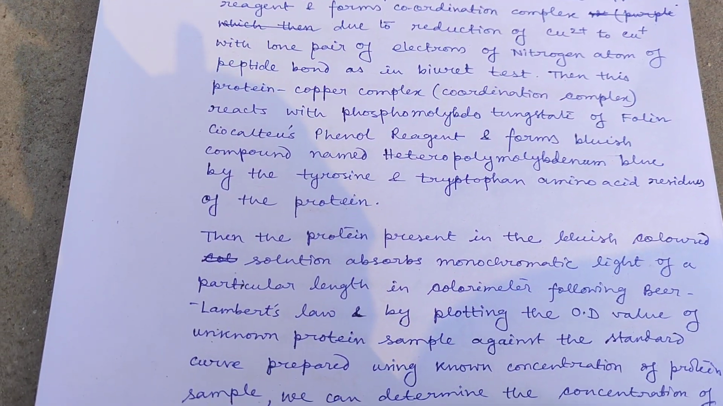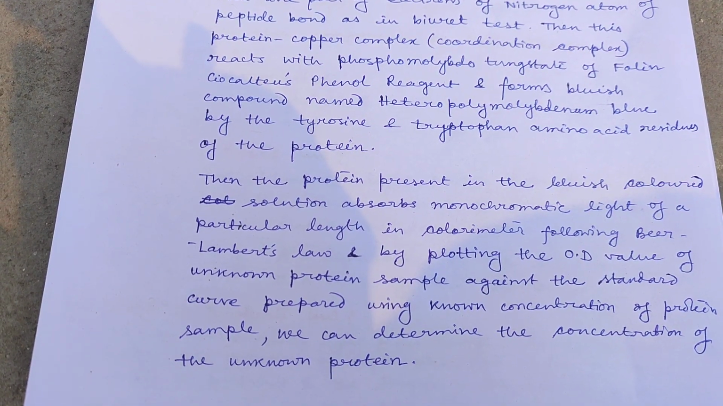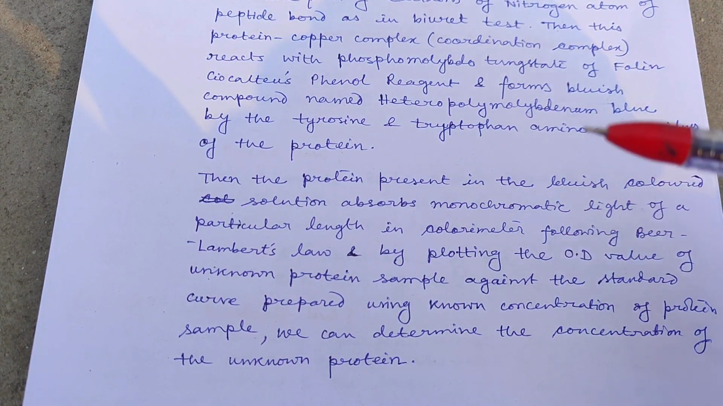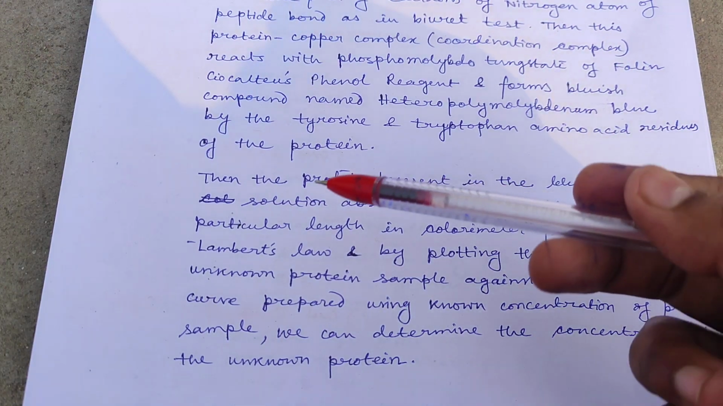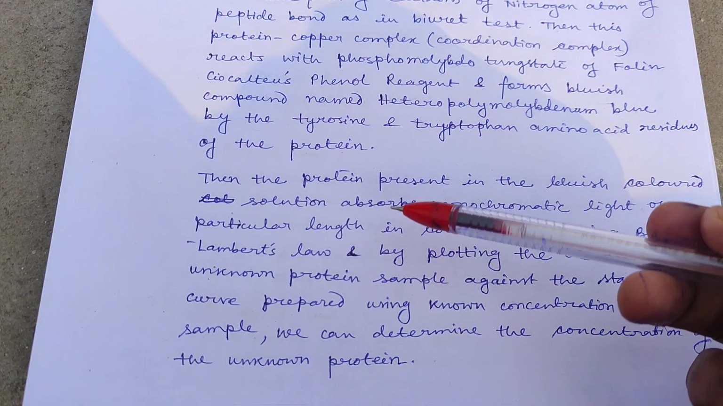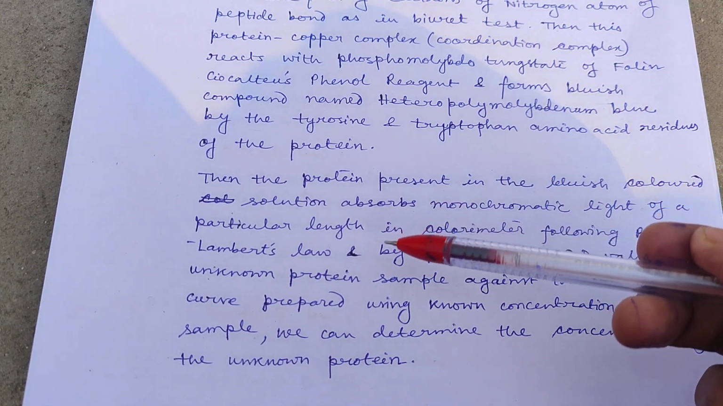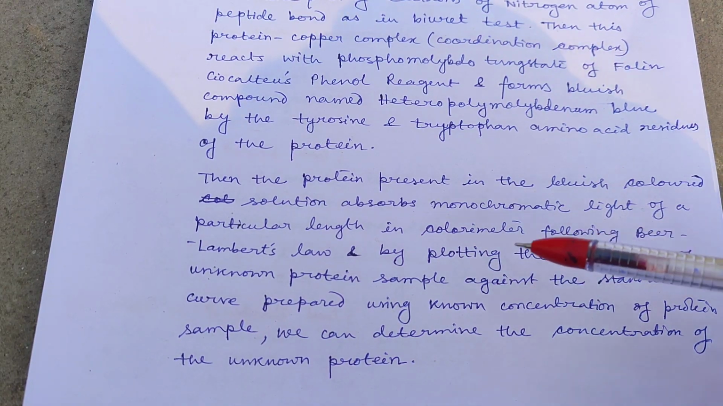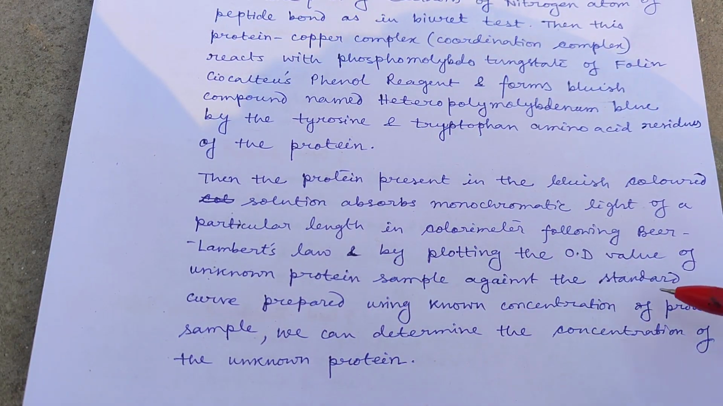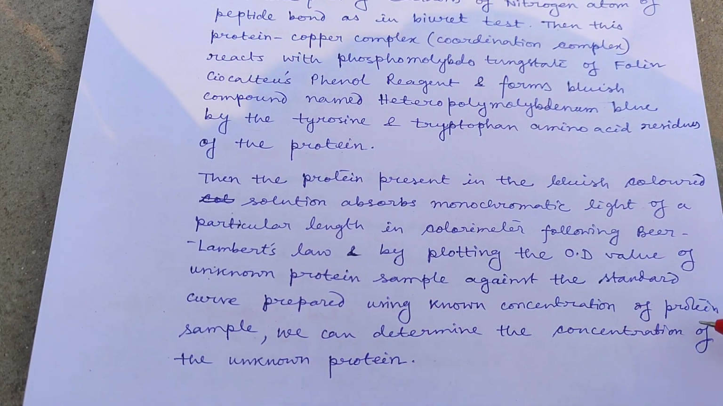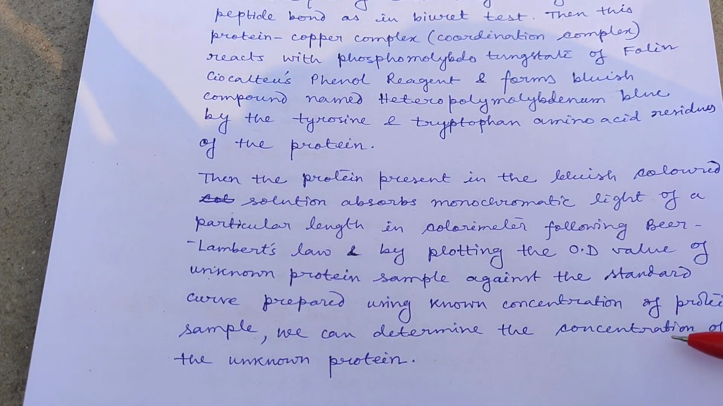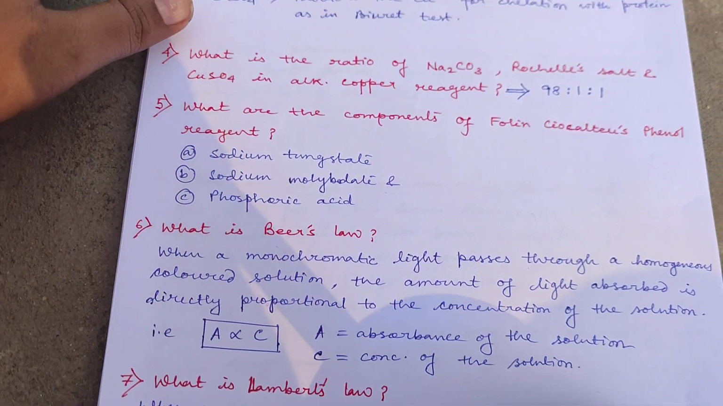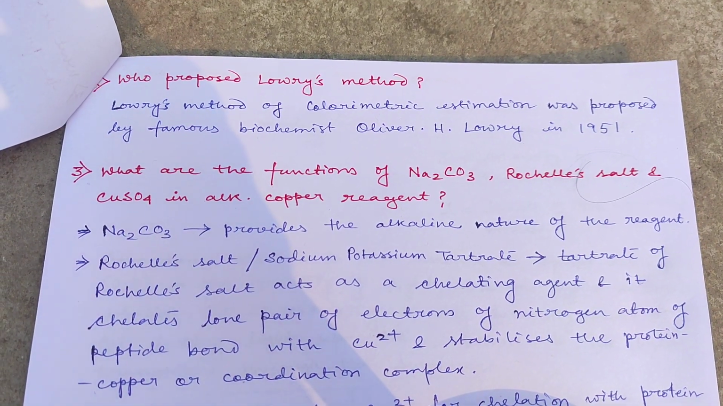Now you need to find out the absorbance of that bluish solution by the Beer-Lambert's law, as we know, and then you can find out the concentration of your unknown sample. So the protein present in the bluish compound solution absorbs monochromatic light of a particular wavelength in colorimeter following Beer-Lambert's law, and by plotting the OD value of the unknown protein sample against the standard curve prepared using known concentration of protein sample, we can determine the concentration of the unknown protein. So this is the principle behind our colorimetric estimation of protein by Lowry's method.